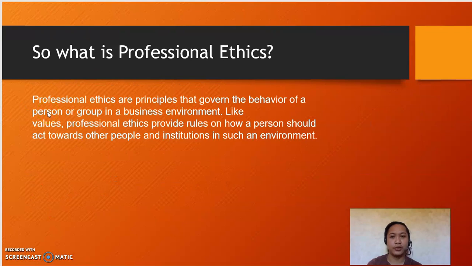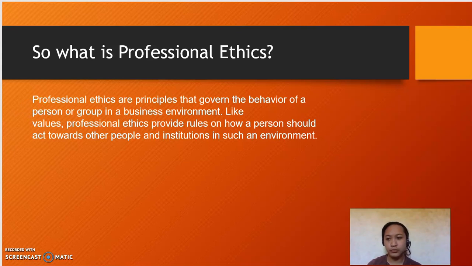Okay, so let's define professional ethics. Professional ethics are principles that govern the behavior of a person or a group in a business environment. Like values, professional ethics provides rules on how a person should act towards other people and institutions in such an environment. Being professional is being professional in the business environment. So you have to follow this code of conduct, these moral principles that the company, business or establishment governs, that made the policy.